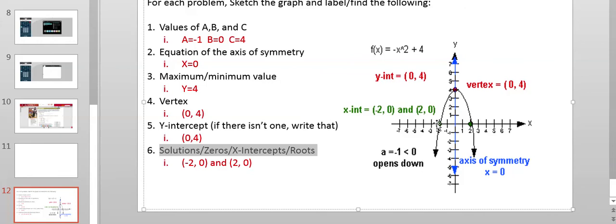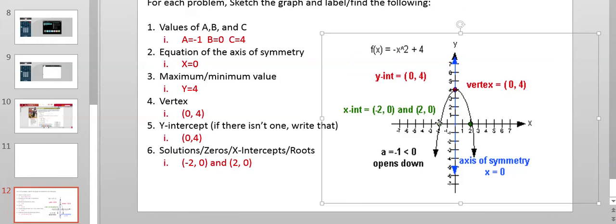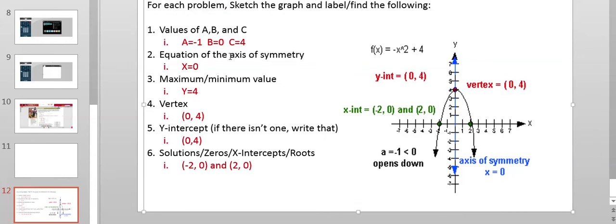So my solutions on my problem happen at (-2, 0) and at (2, 0) because that's where I cross the x-axis. So when I write my solutions or my zeros or my x-intercepts or my roots, it's going to look like (-2, 0) and (2, 0). So you are going to do all 6 of these for each one of your problems. You have 15 problems and you have 6 things to write out for each problem.